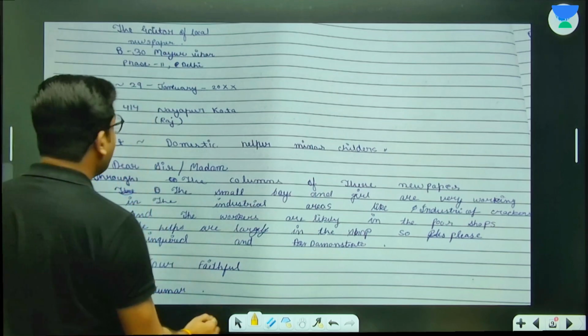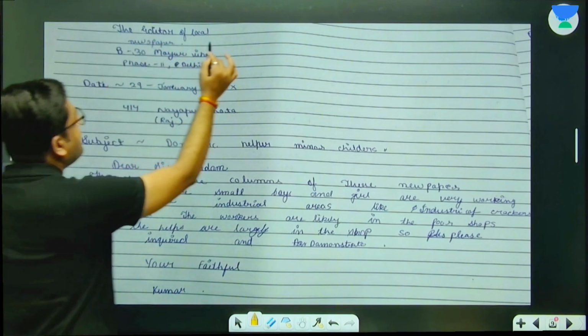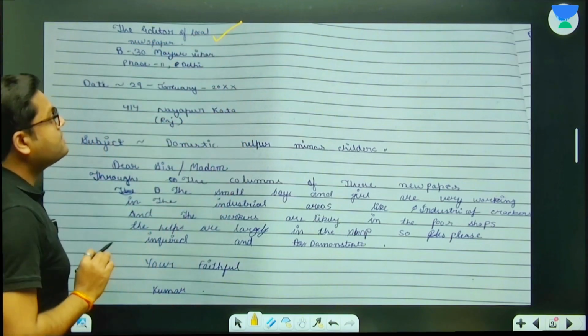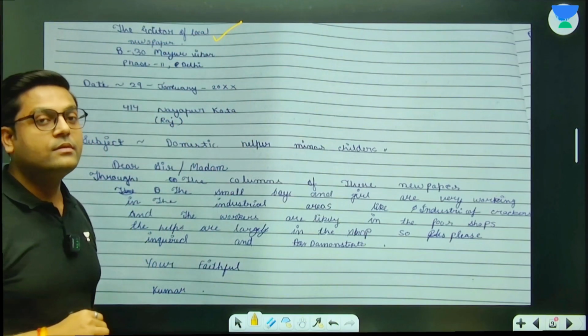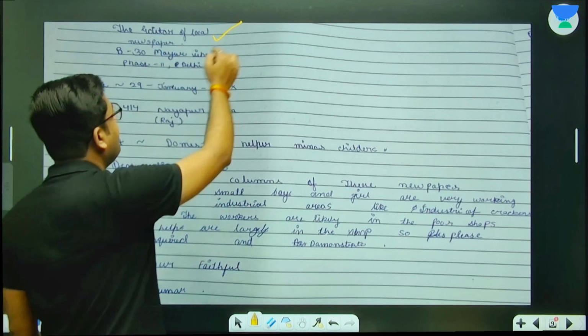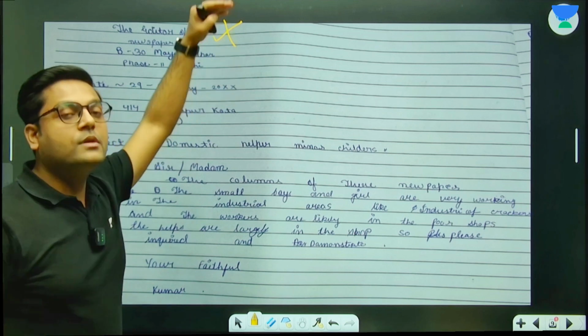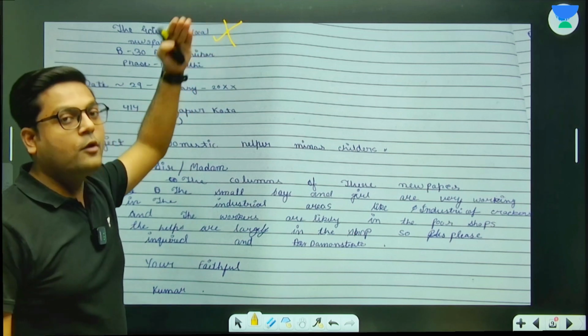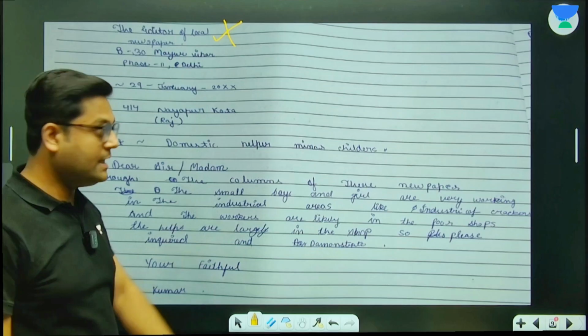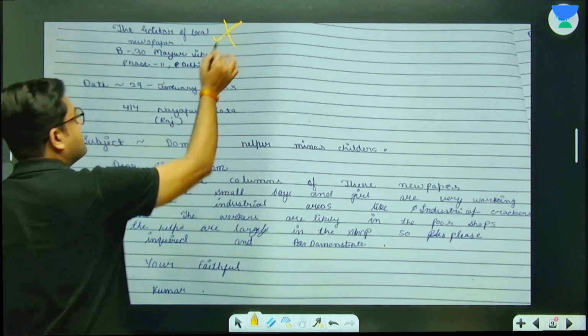Let's see. All right, so in the first part we use the sender's address, but this one is the receiver's address. It is the address of the editor, which is totally wrong. First of all, you need to mention the sender's address followed by the date and followed by the receiver's address. So here this is wrong.